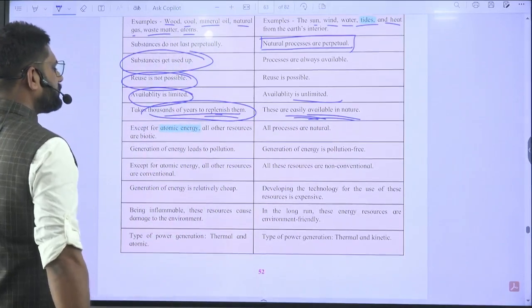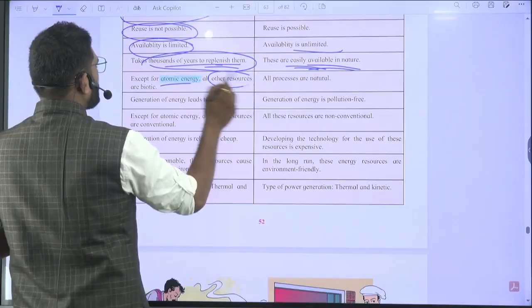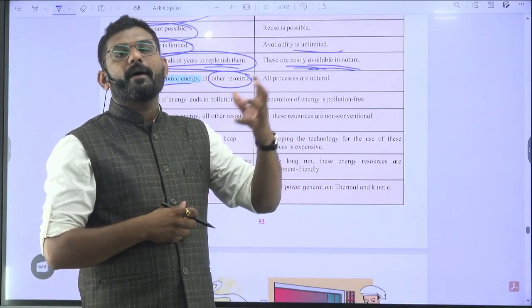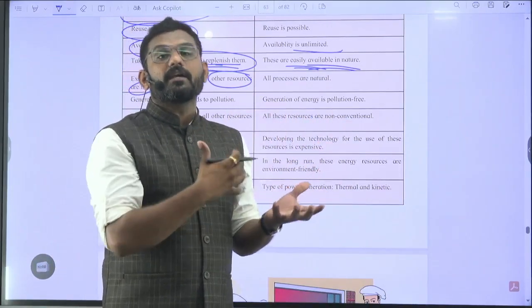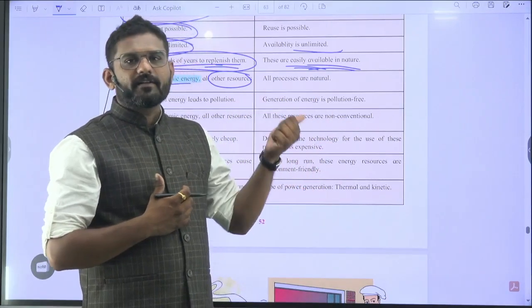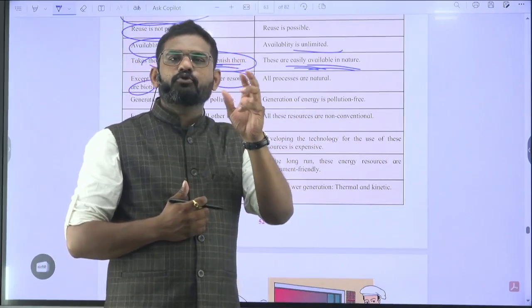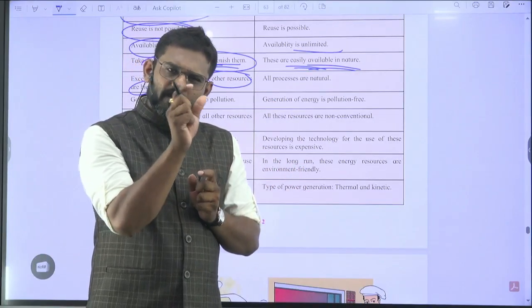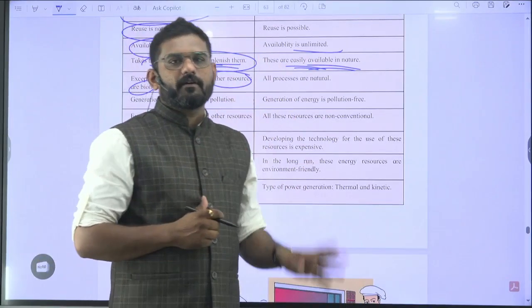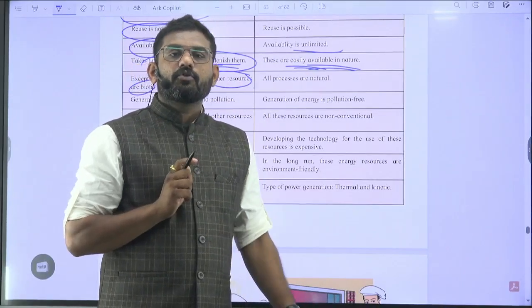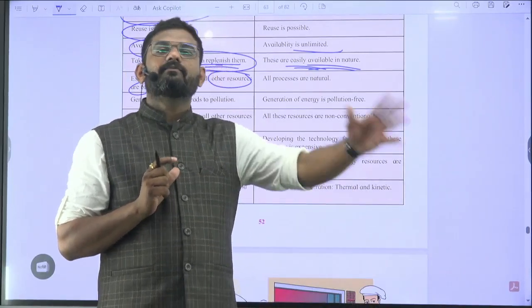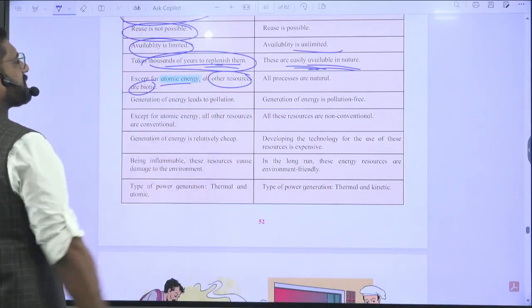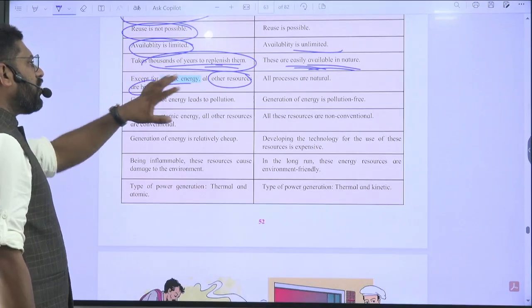Except for atomic energy, all other resources are biotic, that is, coming from biology, from bio-organisms. It is coming from biotic or living beings. Except for nuclear energy, which needs a very small portion of uranium. We need uranium 235, and with 1 kg of uranium you can create a lot of energy. A whole city, one whole state can be getting electricity for a whole day. So that much, because except atomic energy, all other are biotic.